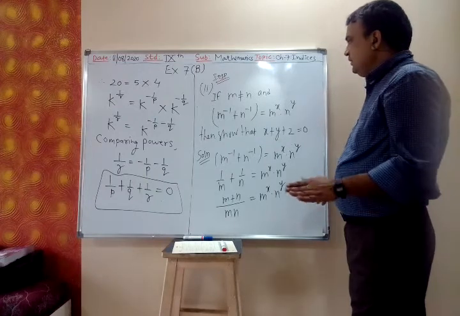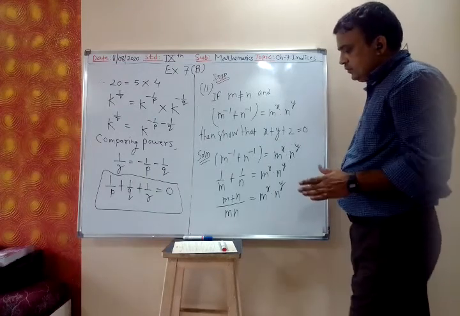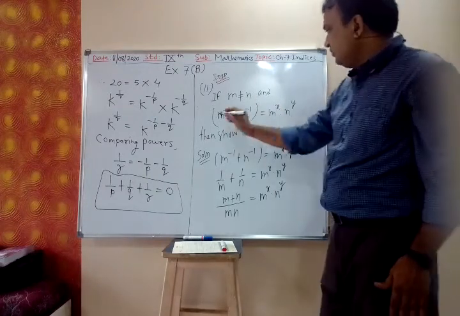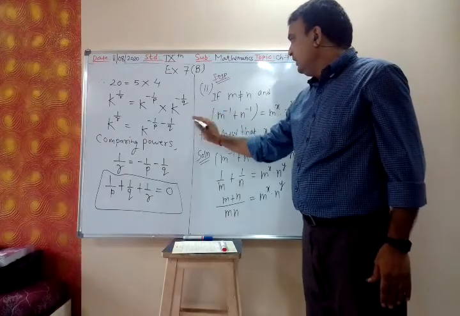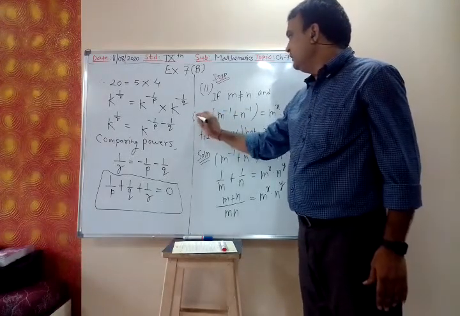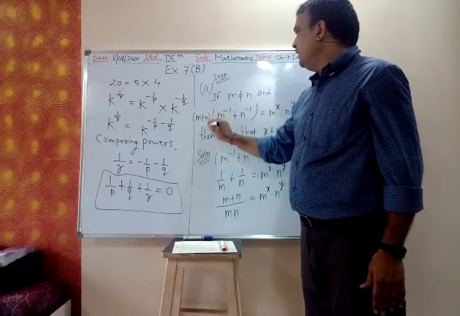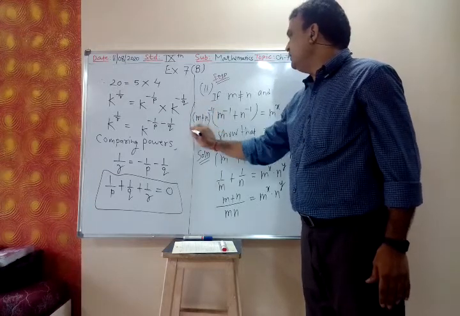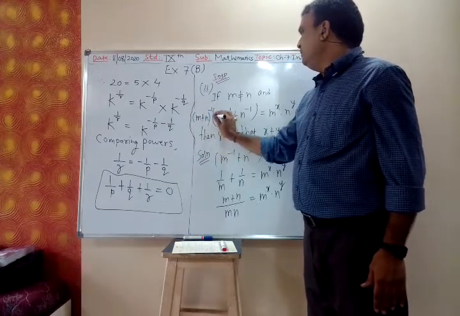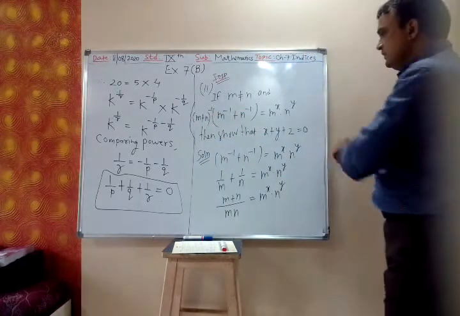Wait. The question I have written is wrong. Before that we have (m plus n) raised to minus 1. This question has (m plus n) raised to minus 1, and this is also there: (m plus n) raised to minus 1 into this.